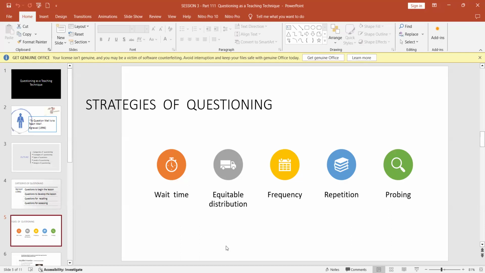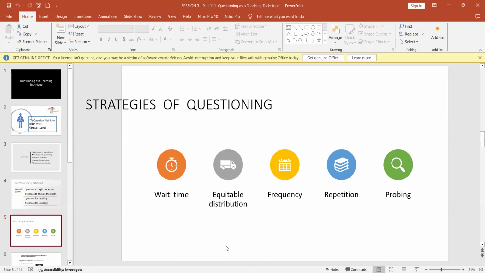So literature identifies 5 strategies of questioning, right? If not, questioning as a technique used in an effective way, there are 5 ways. So what are the 5 ways? Can you read? Wait time, equitable distribution, frequency, repetition, probing. So those are the 5 strategies of question. So now let's look at the first one, wait time. Now this is, you have to make notes.